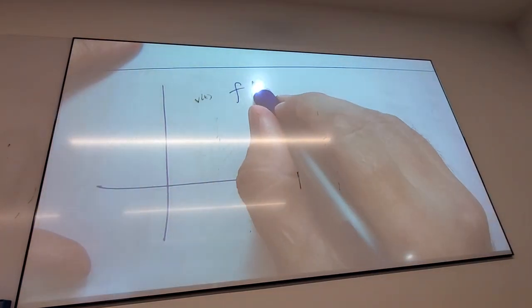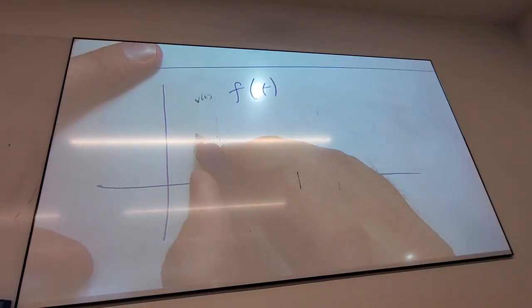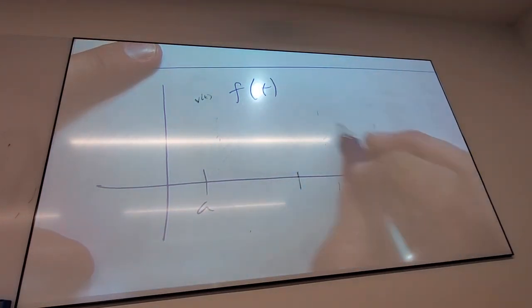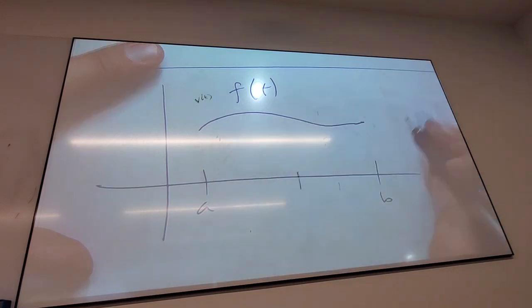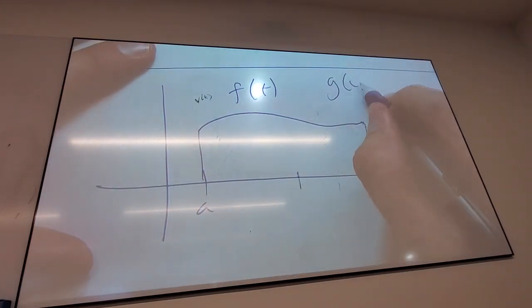So here's f of t from a to b. Actually, I'm sorry, from a to x. There we go. So this is g of x.